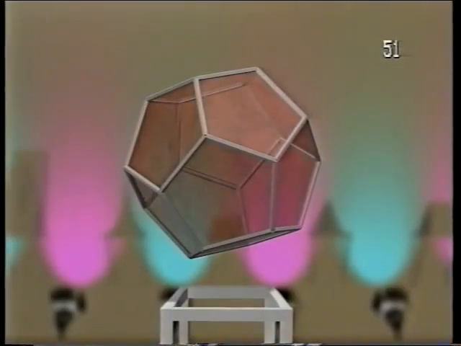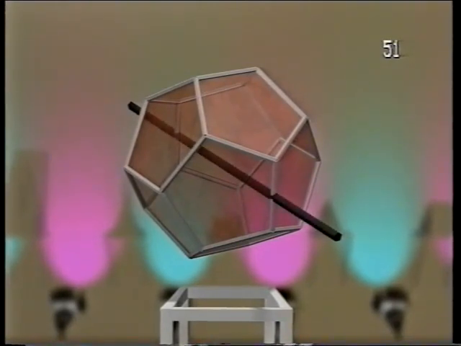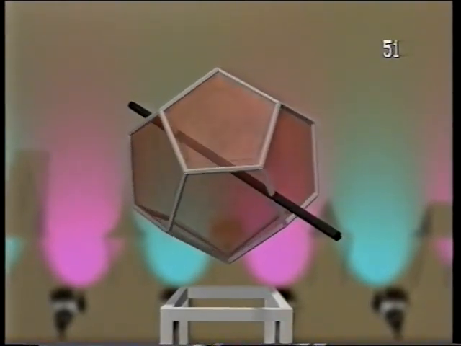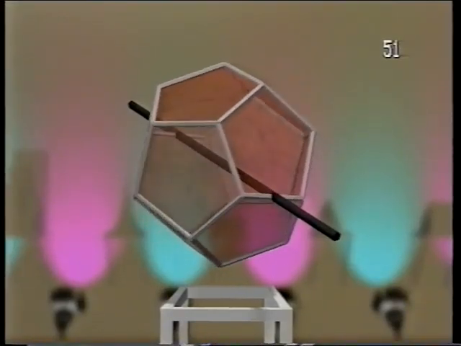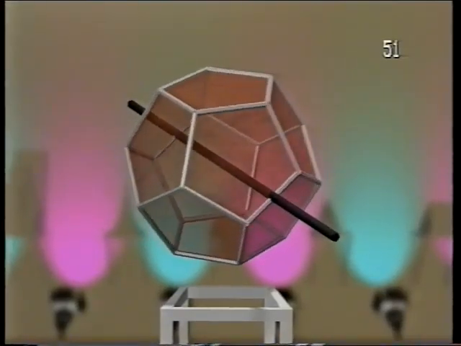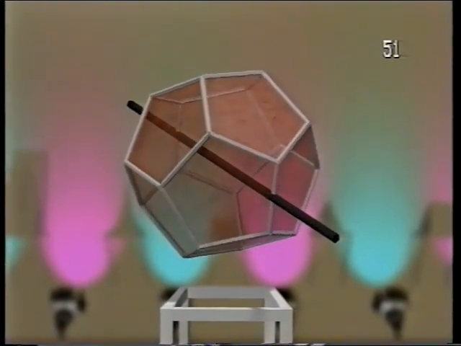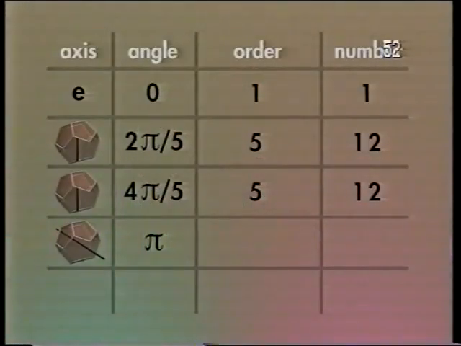The next type of axis is that joining the midpoints of a pair of opposite edges. The angle of rotation is pi. There are 30 edges altogether, giving 15 axes. These rotations have order 2, and there are 15 of them, 1 for each possible axis. So far, we've found 39 non-trivial rotations, and of course the identity. Is there another type of axis that we haven't yet covered? Stop the tape and check this for yourself.